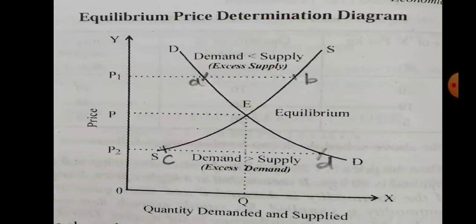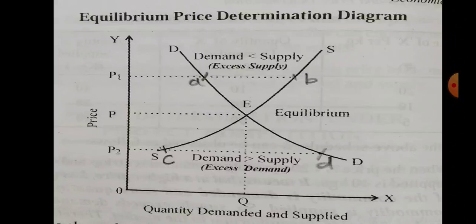Now let us see how equilibrium price exists in the market. Let us see, at price OP1, demand is P1A and supply is P1B. So here supply is greater than demand. At price OP2, supply is P2C and demand is P2D. So here demand is greater than supply. So price OP1 and price OP2 are not possible in the market.